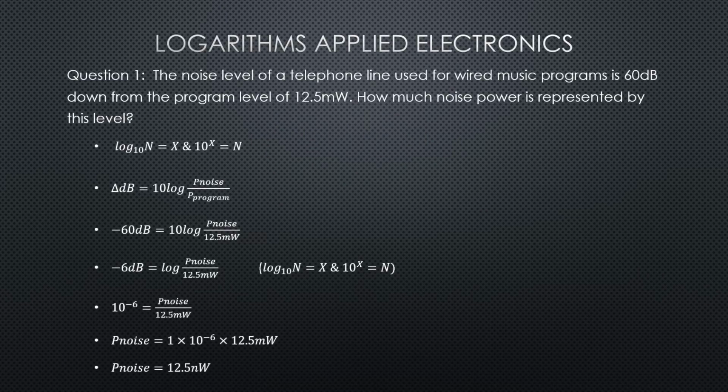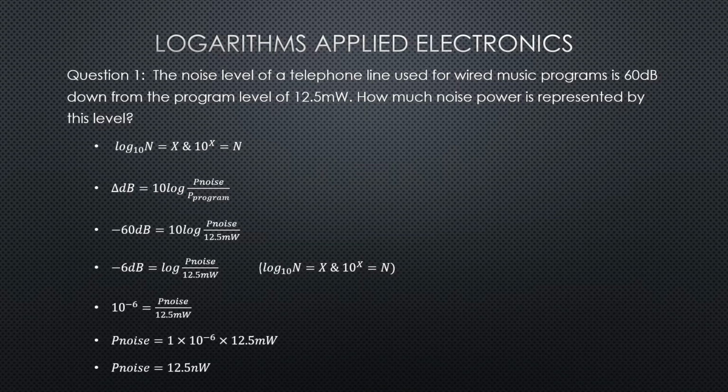So the noise level of a telephone line used for a wired music program is 60 dB down from the program level of 12.5 milliwatts. How much noise power is represented by this level?